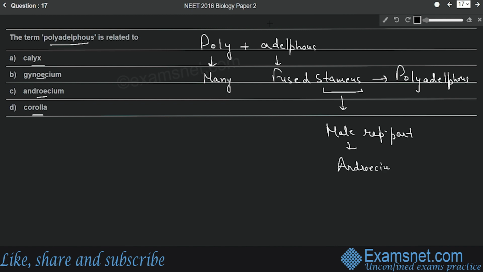And gynoecium is the female reproductive part. So here the question is polyadelphous, that is related to the male reproductive part, androecium. So the correct answer will be option number C, androecium.